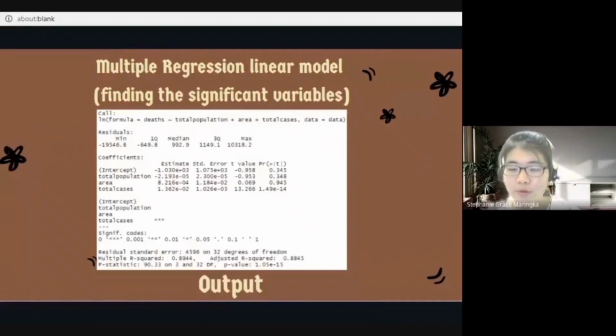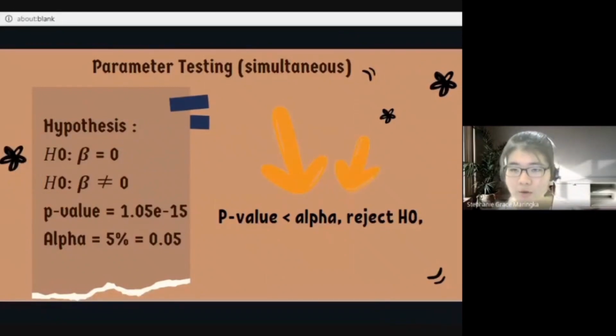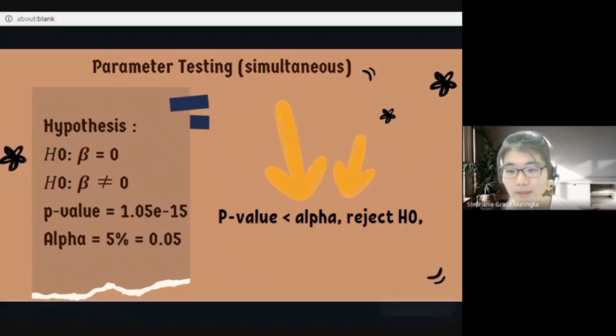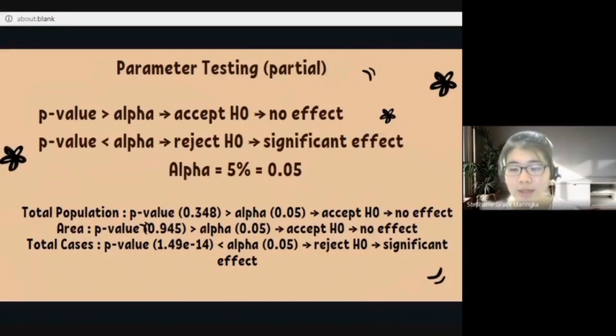So this is the output to find the significant variables. P-value is less than alpha, so we have to reject H0. Therefore, there is an effect of those independent variables on the value of deaths simultaneously. Thus, we have to do partial testing to check those independent variables individually. From partial testing, we get that the only significant variable is the total cases because the p-value is less than alpha.